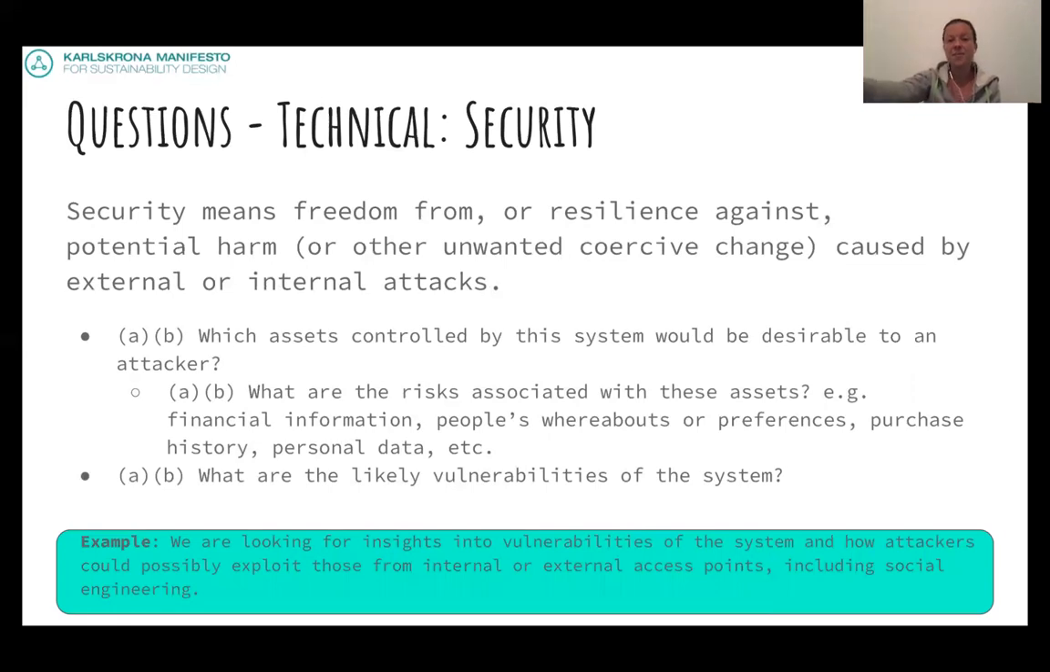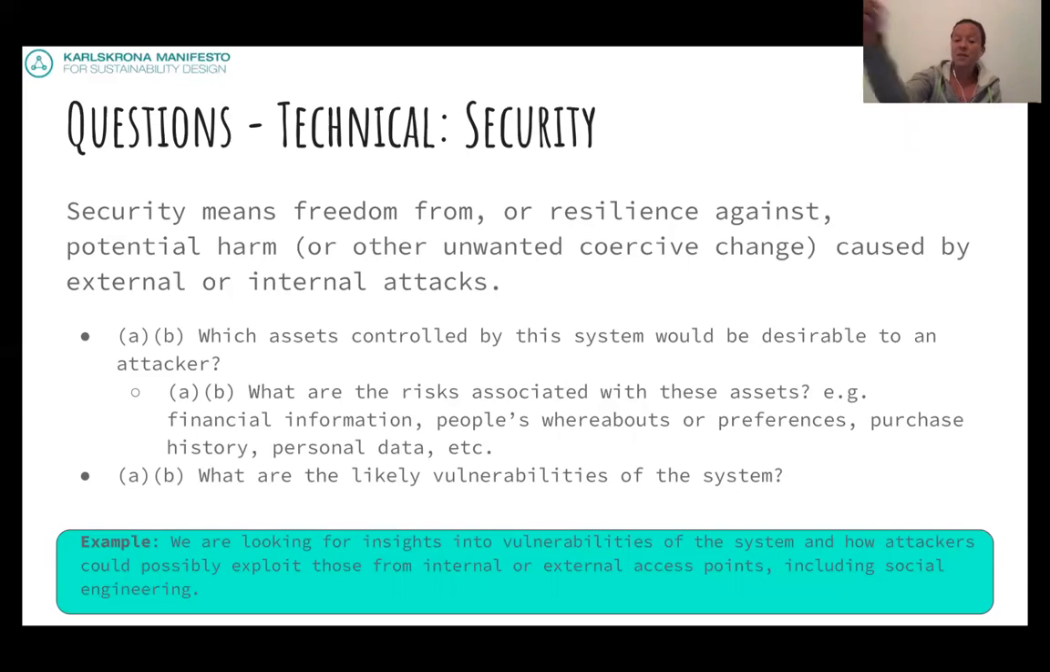Next one, security. Security means freedom from or resilience against potential harm or other unwanted coercive change caused by external or internal attacks. So which assets controlled by the system would be desirable to an attacker? What are risks associated with these assets? Financial information, people's whereabouts, preferences, purchase history, personal data. What comes to mind? What are the likely vulnerabilities of the system?